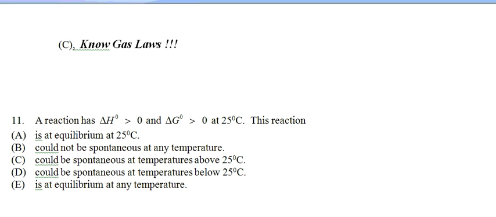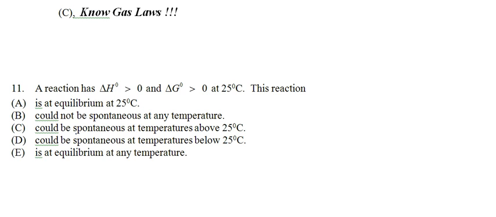Number 11. A reaction has a delta H value that's greater than 0, which means it's positive, and a delta G value that's greater than 0, which means it's also positive, at 25 degrees. This reaction is at equilibrium. This reaction, we don't know if it's at equilibrium, so we can't choose that. Could not be spontaneous at any temperature.